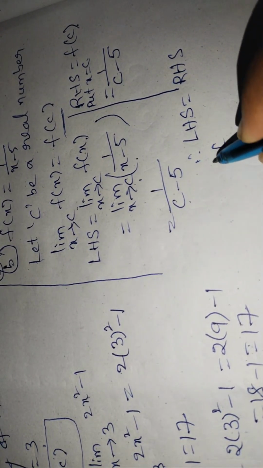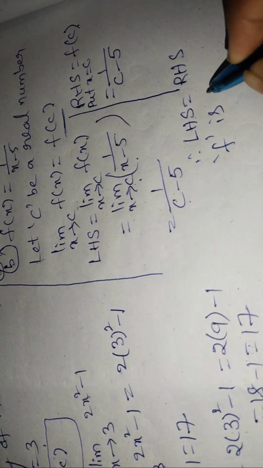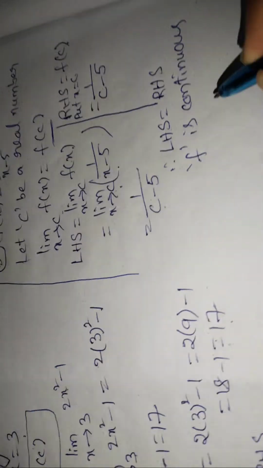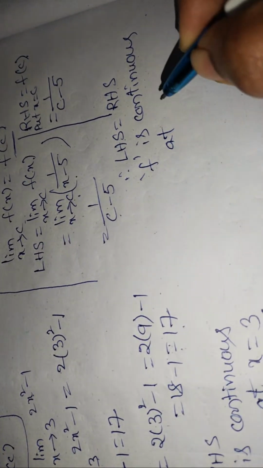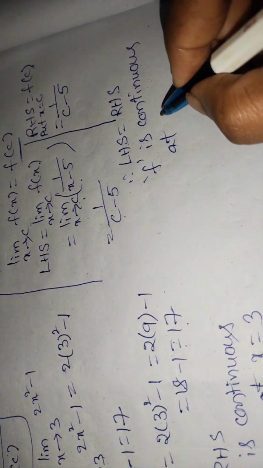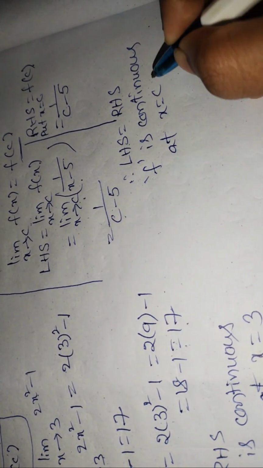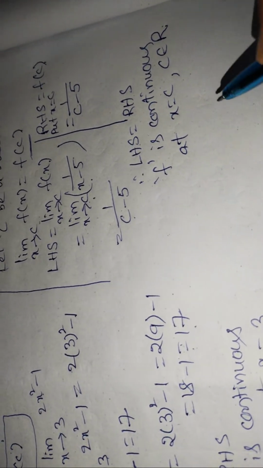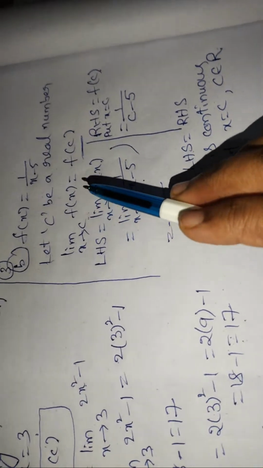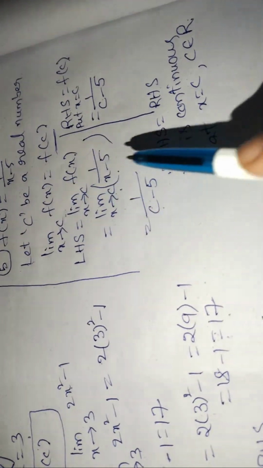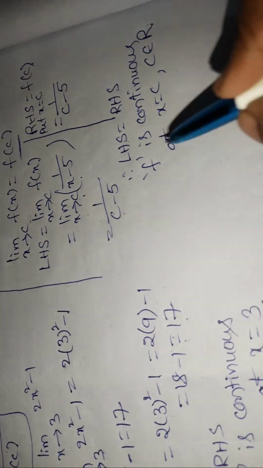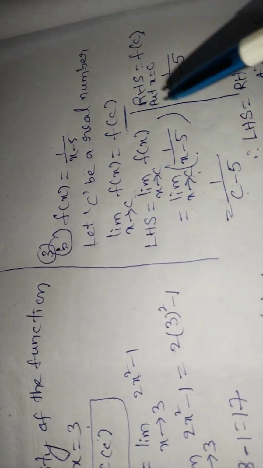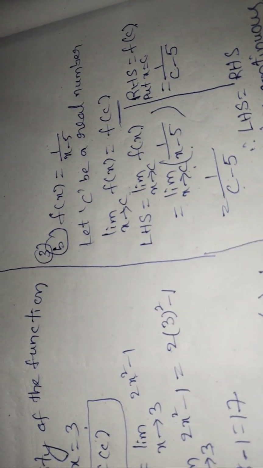Since f is continuous, where is it continuous? At x equals to c. Here c belongs to real numbers. I told in the beginning I am taking for all real numbers. So that's why I took c as real number. So 3b also over. Okay, next 3c.